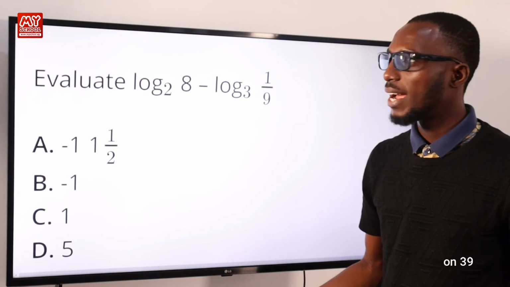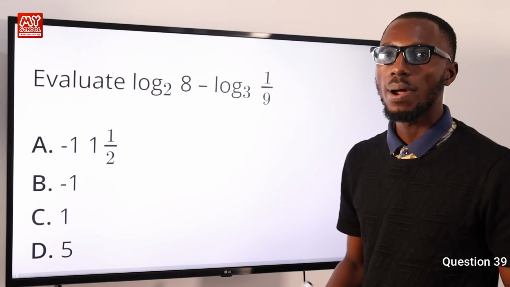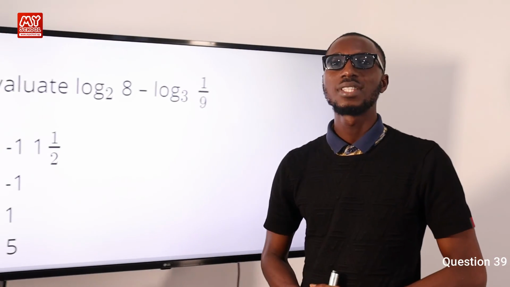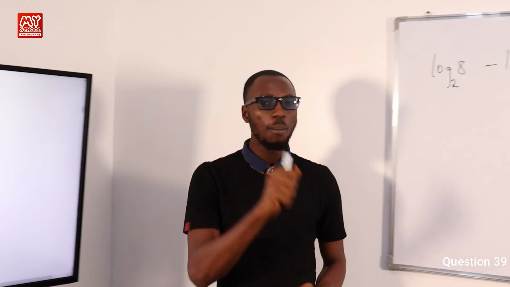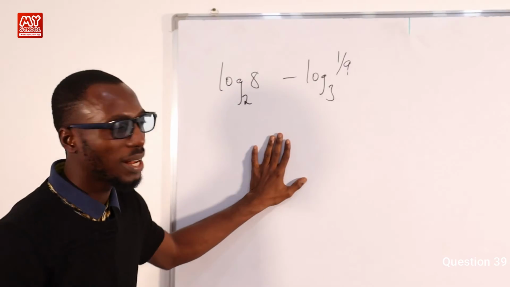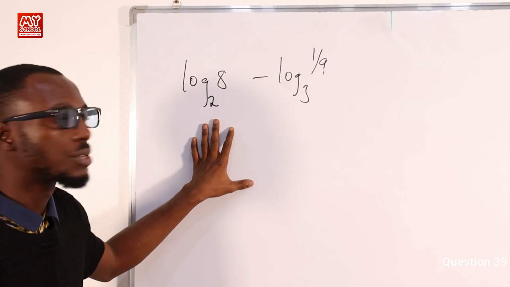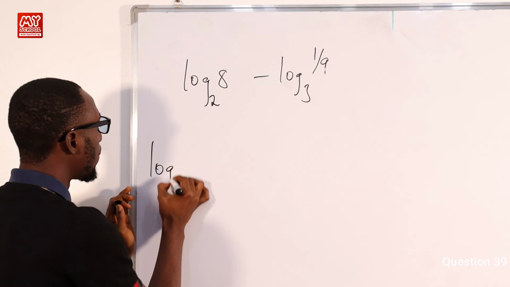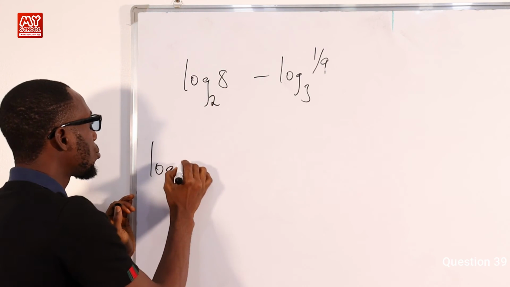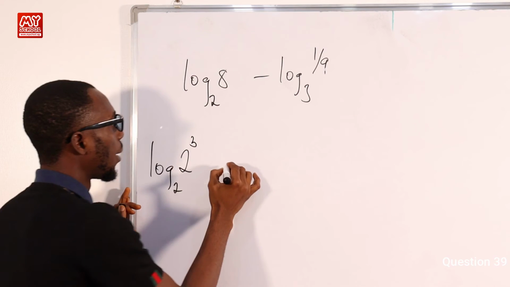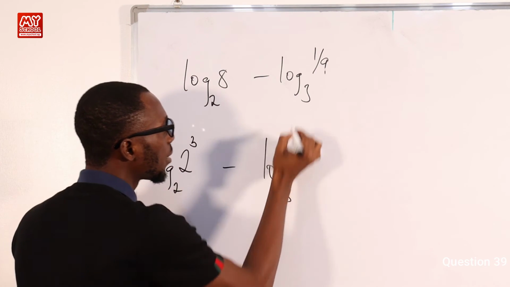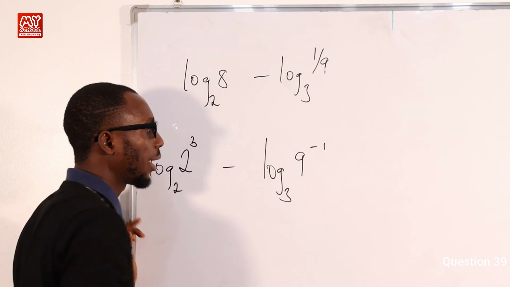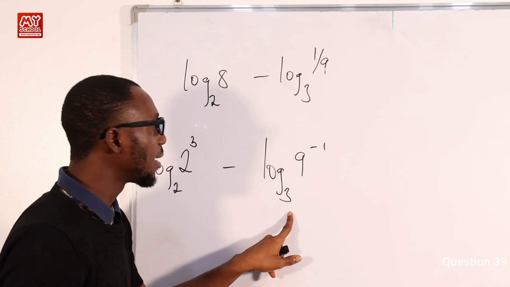So we have question 39. Evaluate log base 2 raised to power 8 minus log base 3 raised to power 1 over 9. Join me as we tackle this question using our whiteboard and our marker. This is the question we have on the screen replicated here. What we just have to do is to bring this power to the base of the log. Log base 2, 8 in base 2 is 2 raised to power 3, minus log base 3, 1 over 9 means 9 raised to power minus 1, where 9 in base 3 is 3 raised to power 2.